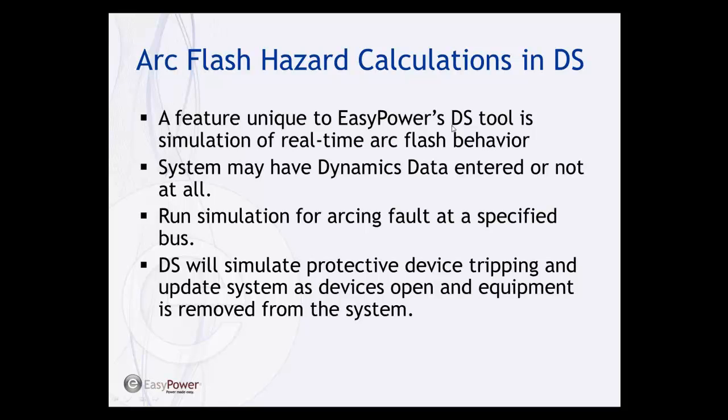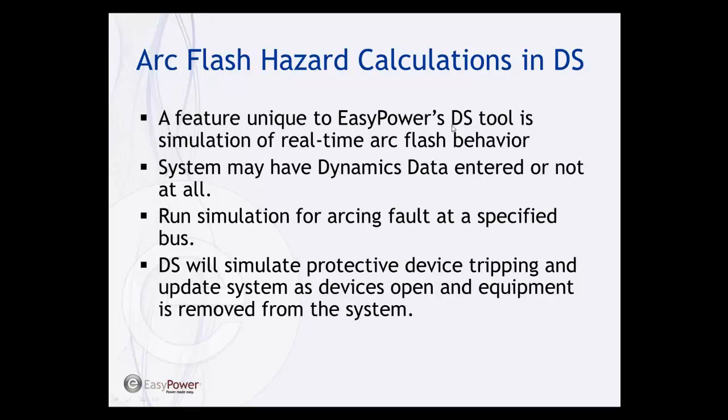It's basically taking a solution at the next time step based on the previous time step, and so each time step the system gets updated. So as far as arc flash goes within the stability focus, you don't have to have dynamics data entered to be able to run arc flash within the focus, but it will change your results if you do. It will give you a better representation of your system.